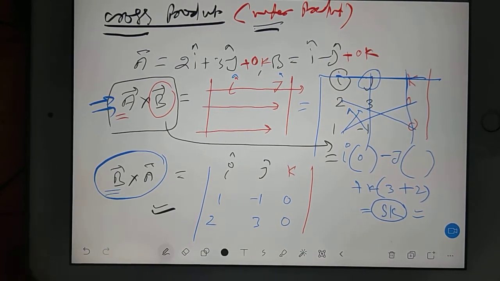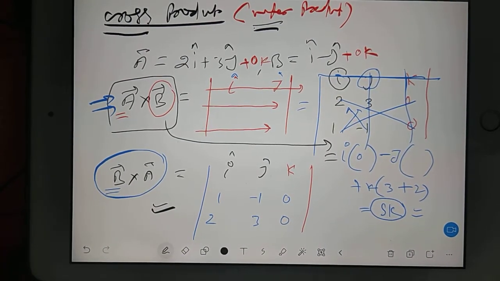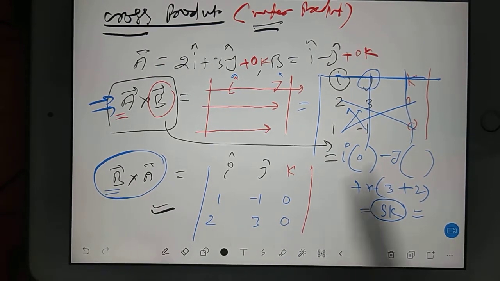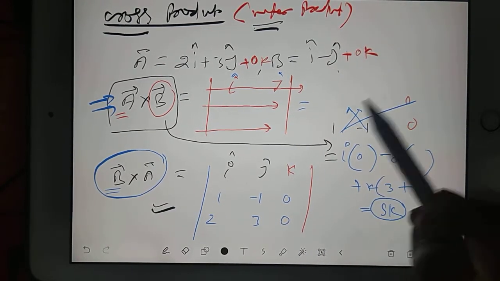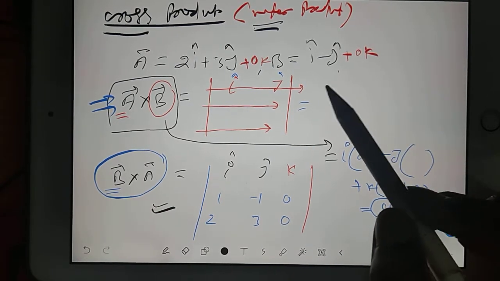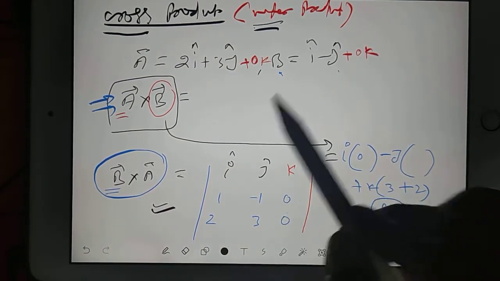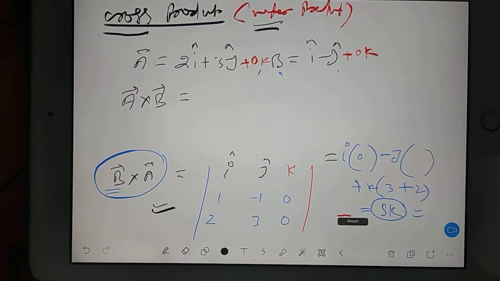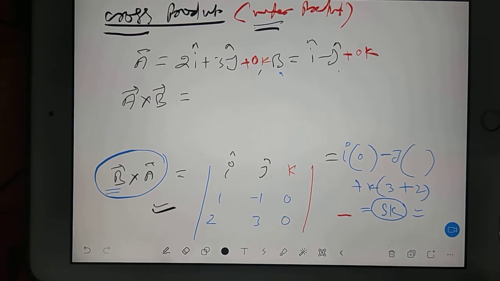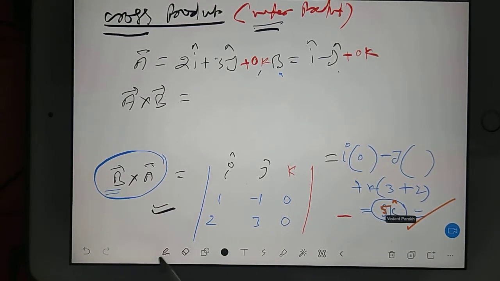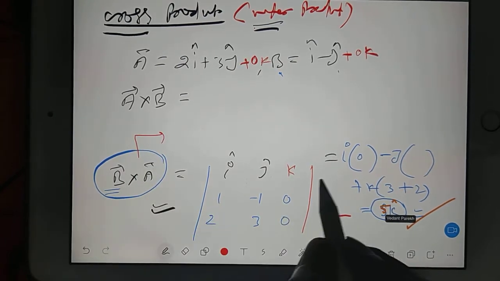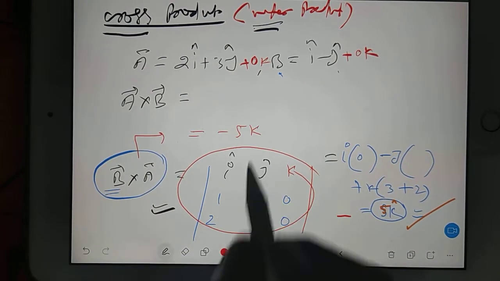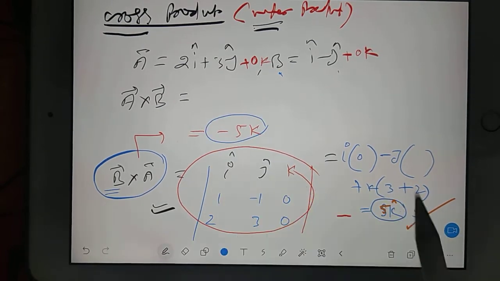Students, you do and verify this answer. How much answer is coming? Write it on the screen. Guys, how much is your answer coming? Very good. -5k will come when you solve this matrix. Okay. So -5k will come.